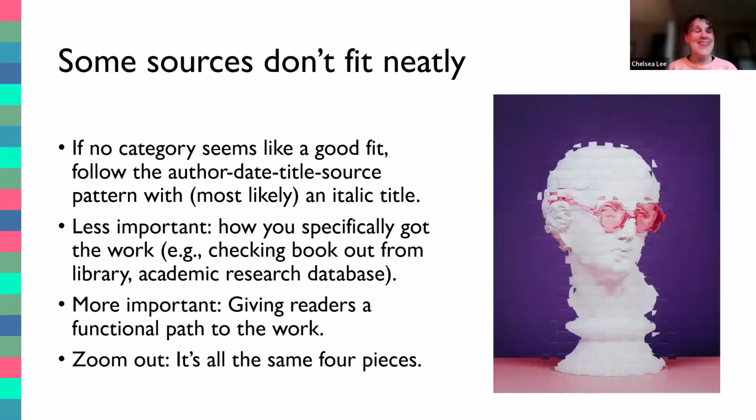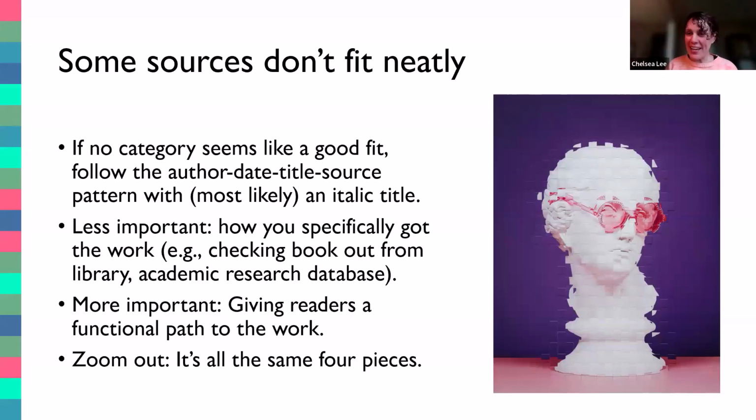So, with all that said, there is a wide world of sources out there, and sometimes they do not fit neatly into the categories. If that's the case, go back to author, date, title, source, probably with an italic title. Also, remember that it's less important how you specifically got to a work than giving a path that will work for others. So, for example, if you had a book and you checked it out from your library, you probably already know that your reader doesn't need to go to the same library branch that you went to. They might live somewhere else in the whole world.